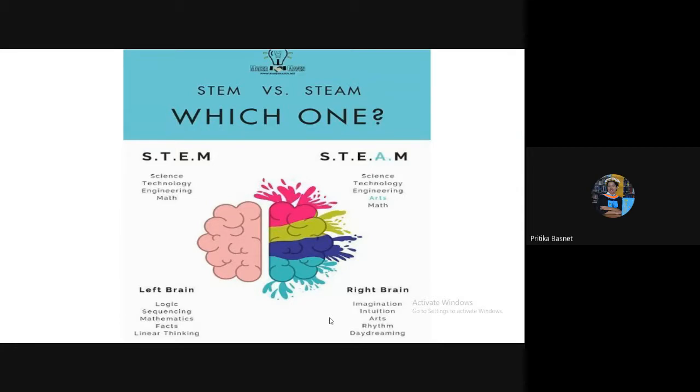Okay, I will continue. When we look at the title of today's presentation, it consists of 2 concepts. The first one is STEAM approach, and the second is design thinking. At first, we will discuss STEAM education briefly, and then relate it to design thinking, how design thinking is related with STEAM education.